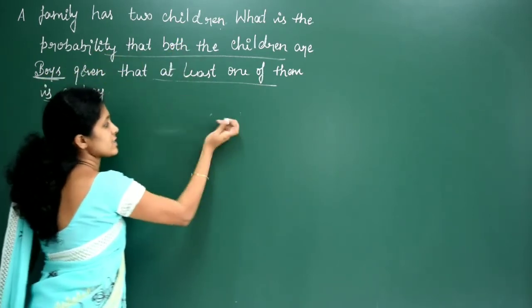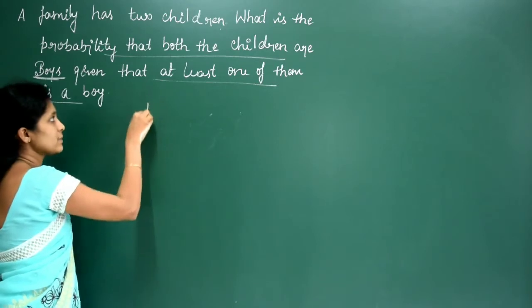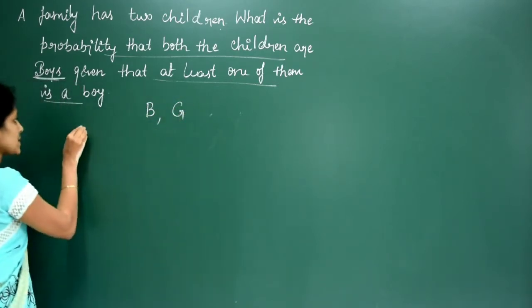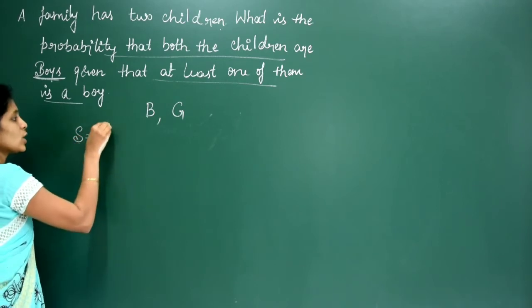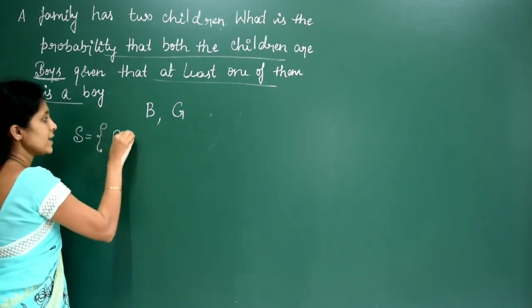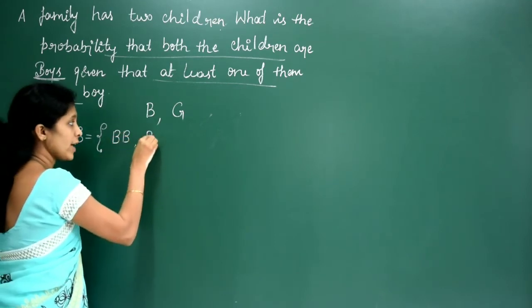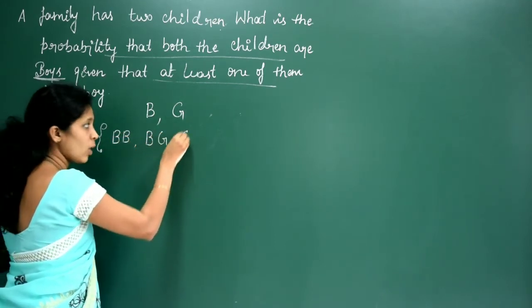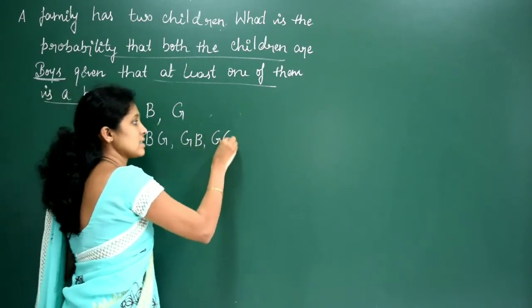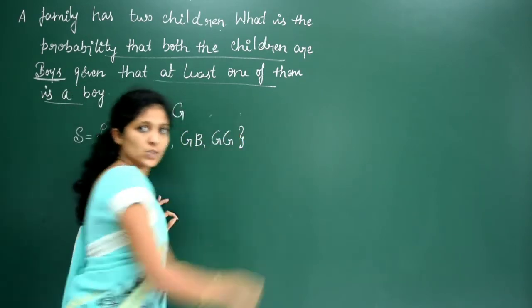Before that, we will write the sample space. We will represent boy as B and girl as G. So what is the sample space? What are the possibilities? 2 children are there. So one possibility is boy and boy, or boy and girl, or girl and boy, or both the girls. This will be the sample space.